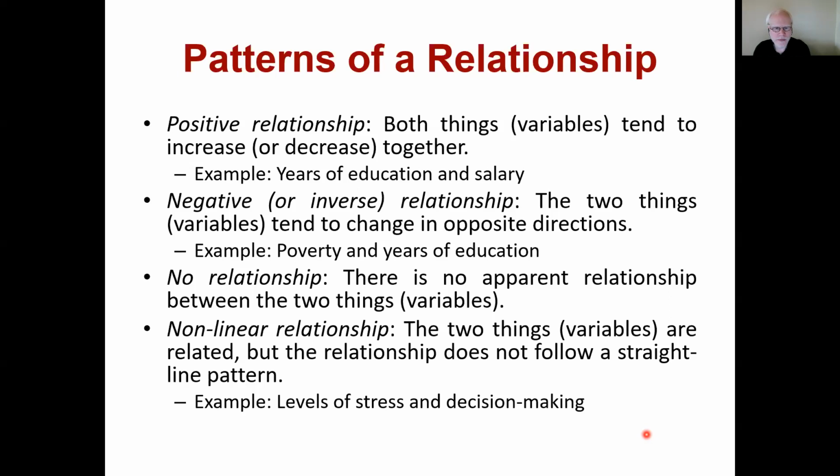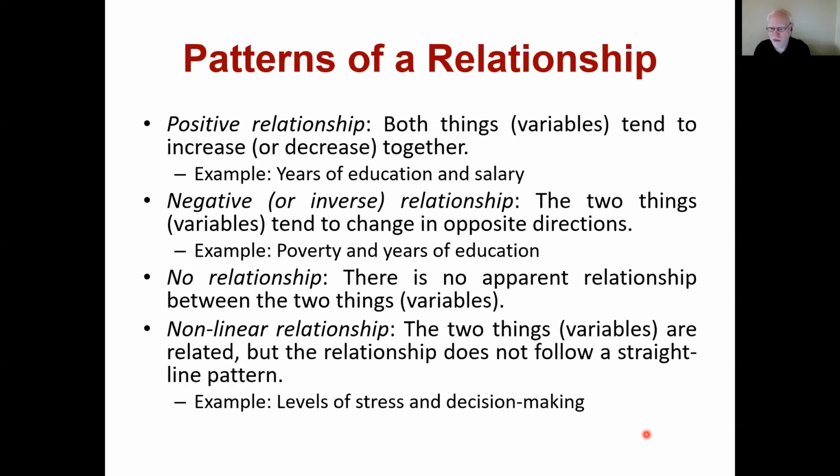There may be a negative or inverse relationship, so two things that tend to move in opposite directions. For example, as poverty increases, years of education tends to decrease. If you have poverty, you often don't have as much access to higher levels of education, because there are costs associated with it. So an increased level of poverty tends to go with a lower number of years of education. One goes up, the other goes down.